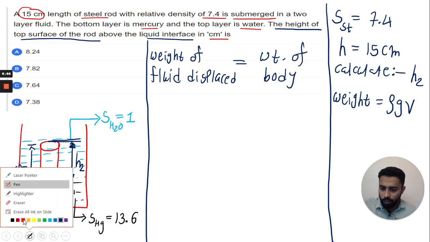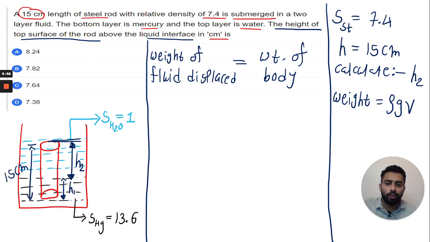So we will calculate the weight of the fluid displaced. There are two fluids, one is water and one is mercury. So we need to calculate the weight of the mercury which is displaced by this cylinder and the weight of the water which is displaced by the cylinder.